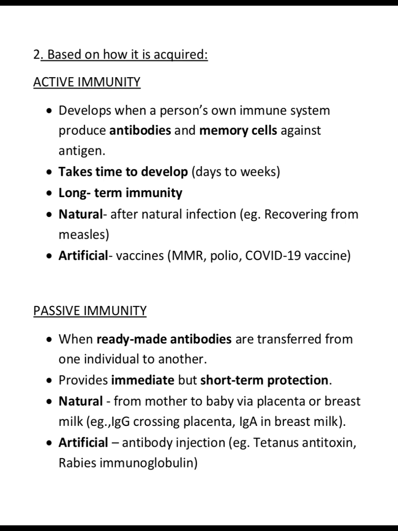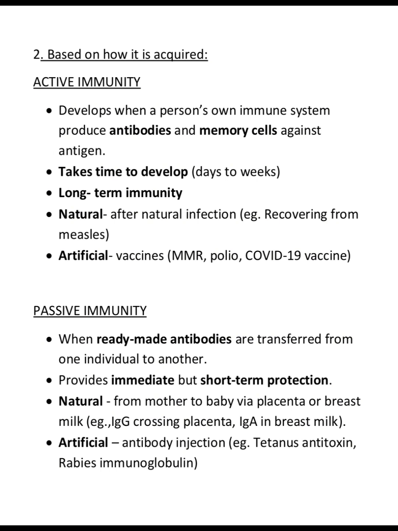Based on how immunity is acquired, there are two types of immunity: active immunity and passive immunity. Active immunity develops when a person's own immune system produces antibodies or memory cells against the antigen. Active immunity takes time to develop, like days to weeks, but it provides long lasting or lifelong protection. There is natural active immunity and artificial active immunity.